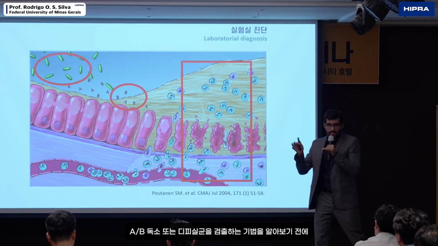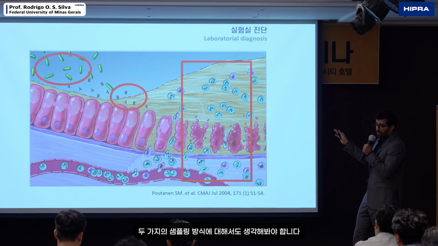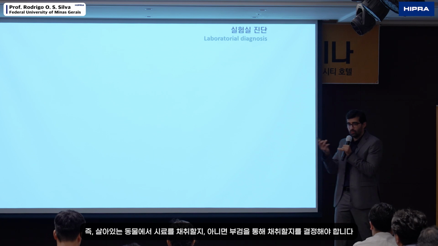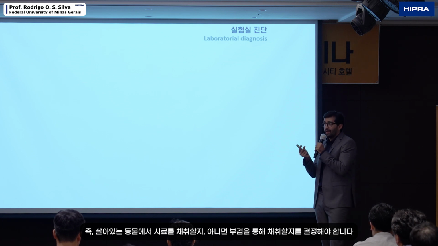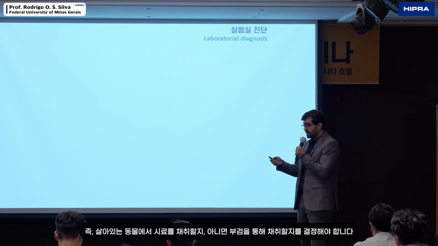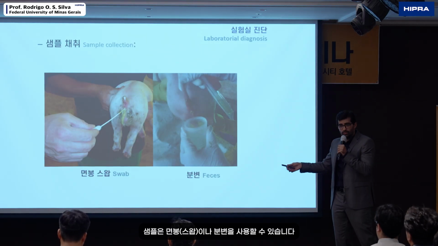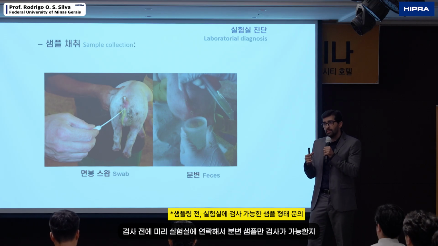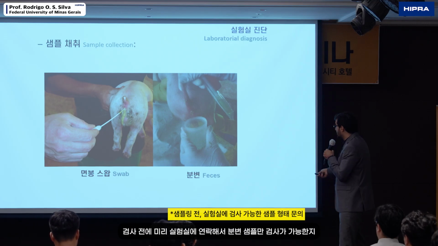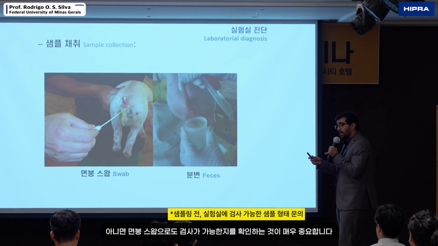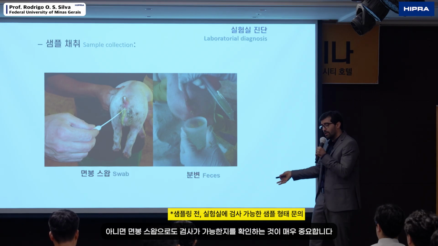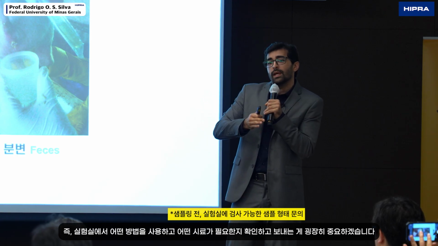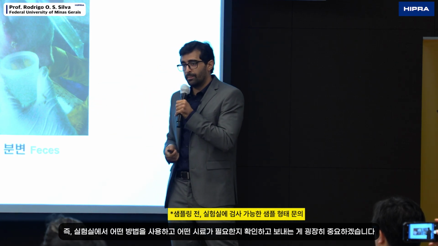Before taking a look at the techniques we can use to detect A/B toxins or Clostridium difficile, let's imagine that we have two options. We can sample live animals or animals during necropsy. So we can collect swab samples or we can collect feces. So it's very important to call the lab and talk to them to see if they can receive only feces or if they're okay to make the test in swab samples. So it's very important to contact the lab to understand what technique they are using and what kind of sample you should send to them.